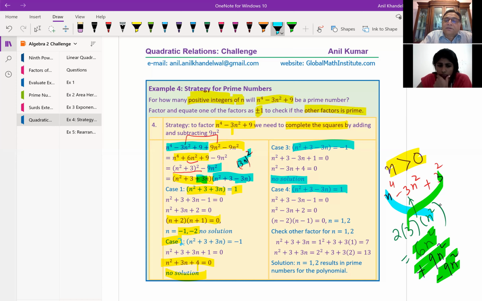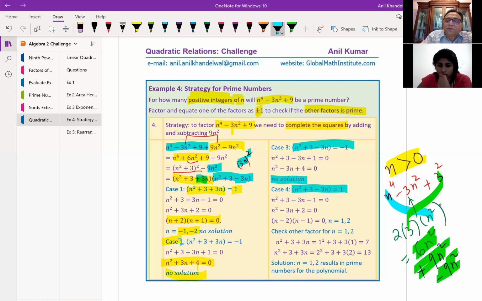Now you can factor 2 and 1, right? So n minus 2 times n minus 1 is the result of factoring n squared minus 3n plus 2, right? The sum is minus 3 and the product is 2. So we get a solution, which is n equals 1 and 2. Now, do these values give the other factor as a prime number or not? Then only we get a prime number, right?